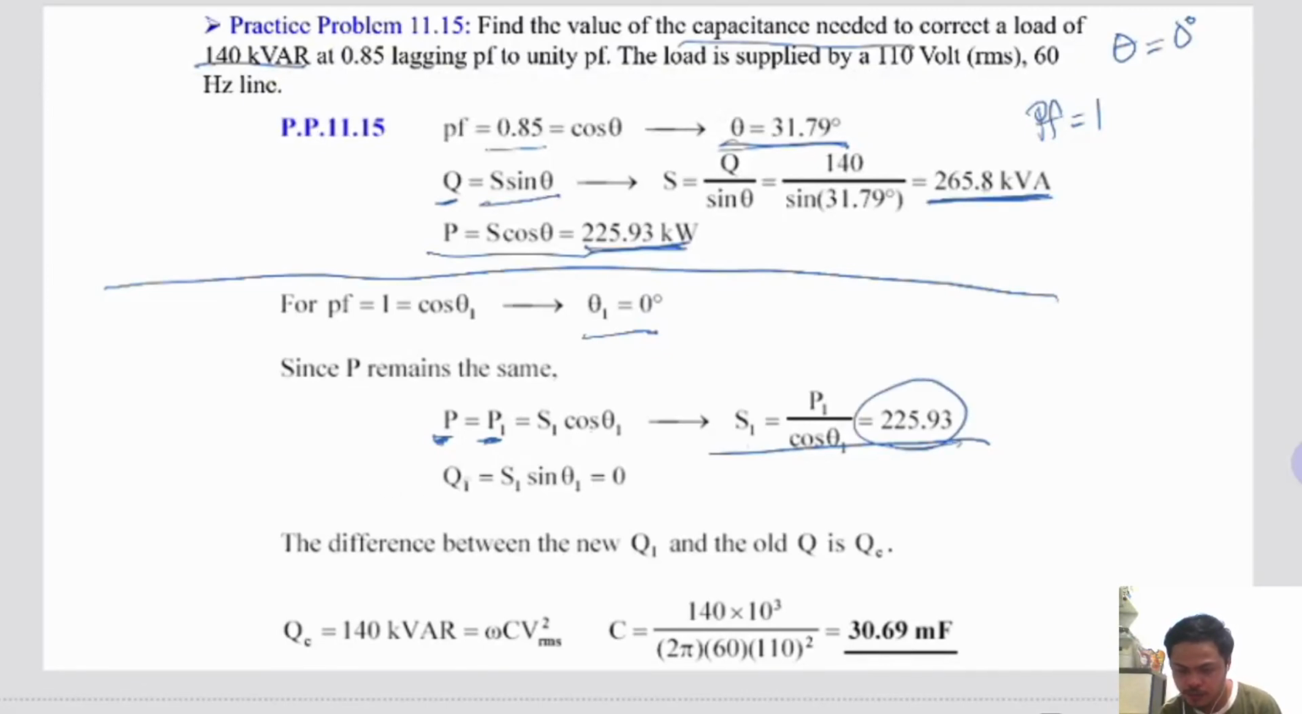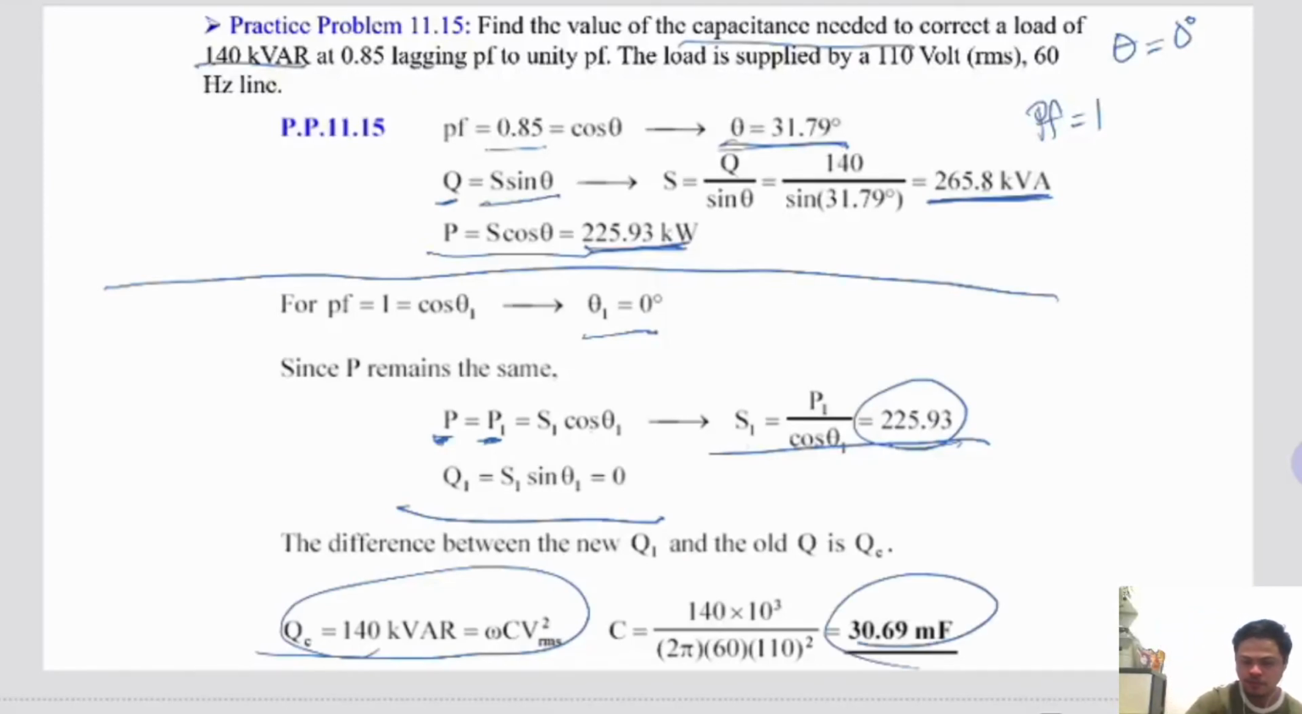So Q1 therefore should be equal to 0, since sine 0 is 0. From that we make use of the formula, and we can now solve for the required capacitance of the system.